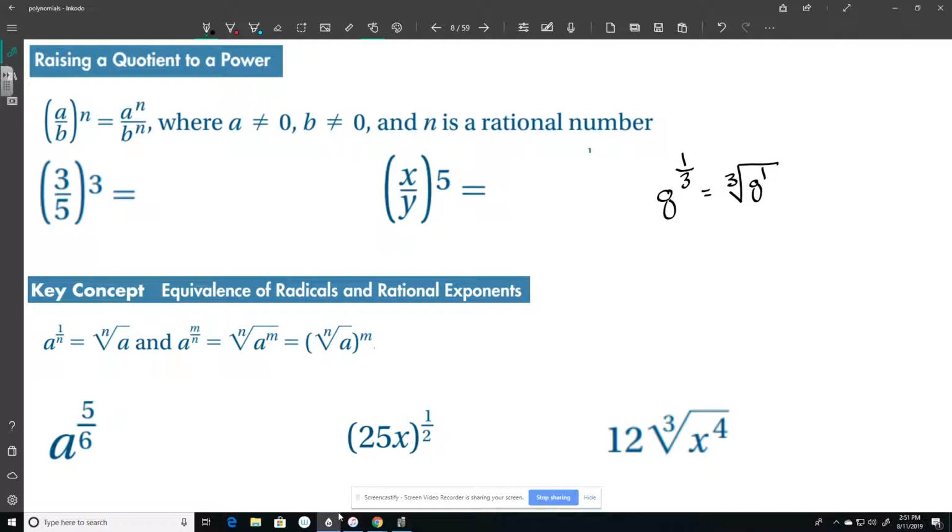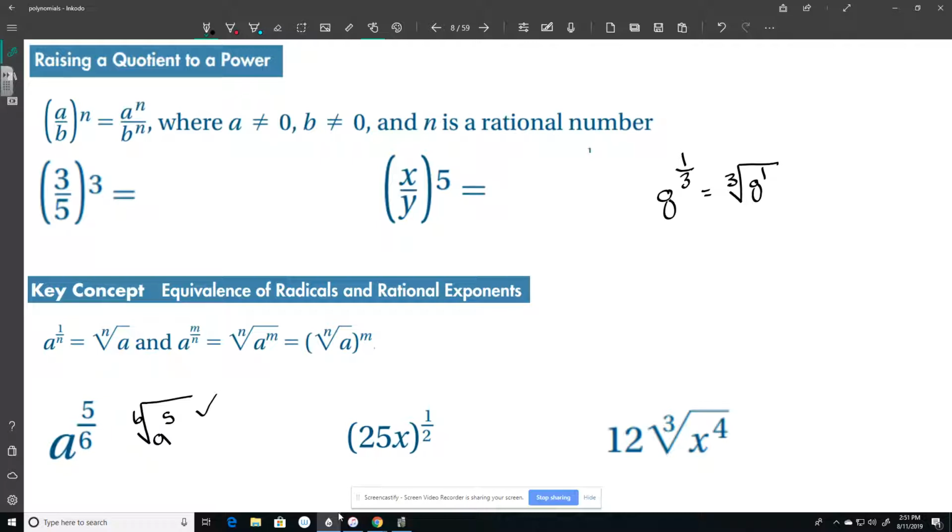Okay, so for this example, a to the 5 over 6th power, the 5 is going to stay there. So that's still a to the 5th power, but the 6 becomes our 6th root. We can move that number that's on the bottom up there into our root. And that's as much as I can do. I don't know what a is, so that right there would actually be my answer.